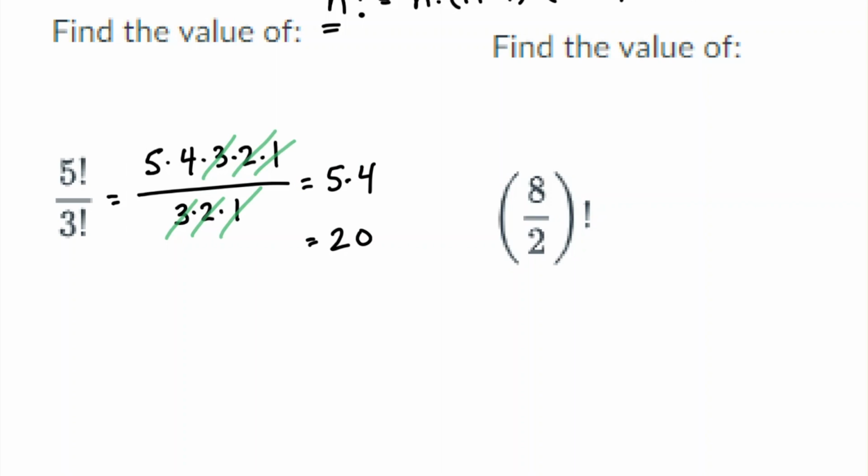Now let's compare this to our next example. Do you see in the first example it was 5 factorial, 3 factorial? But here we have 8 divided by 2 in parentheses first, and then you apply the factorial. By order of operations, you have to do parentheses first. So I would first figure out what is 8 divided by 2. Well, that's 4. And then I apply the factorial. So I get 4 times 3 times 2 times 1, which is, I believe 4 times 3 is 12, times 2 times 1, which will give us 24.